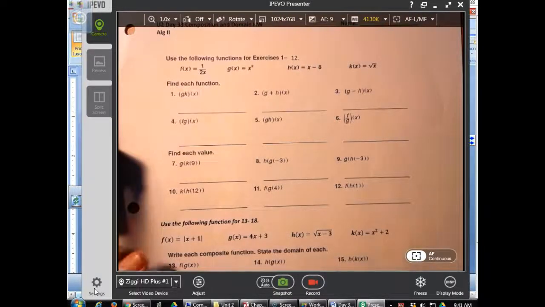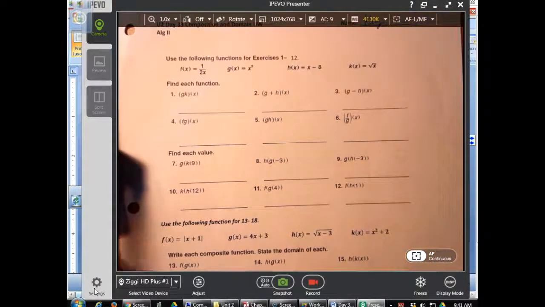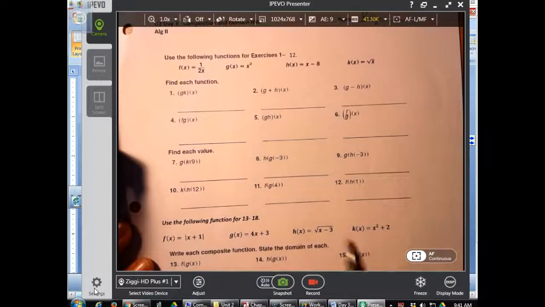Okay guys, I said I'd work a few from the assignment for tonight, and also you can go to Desmos at home and kind of play around with some of these, especially in the last section. So let me just get you started.